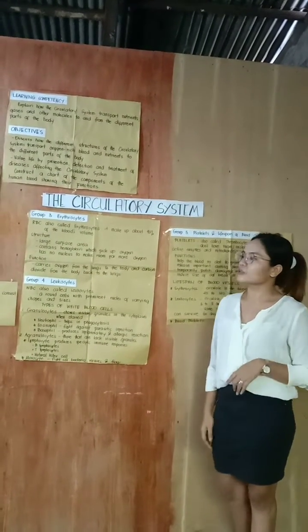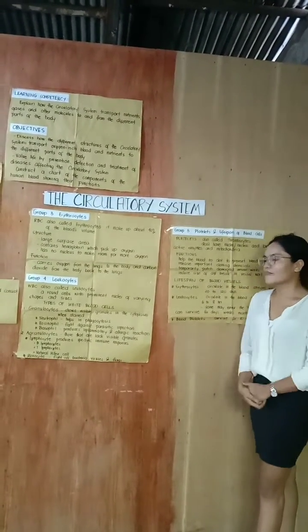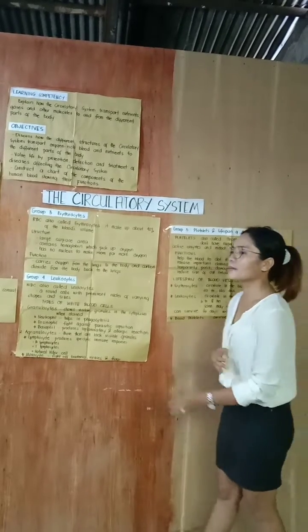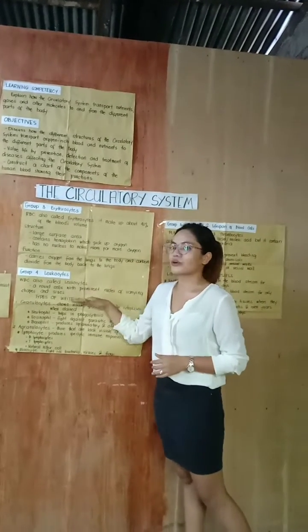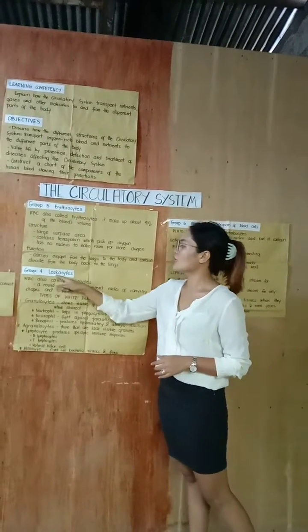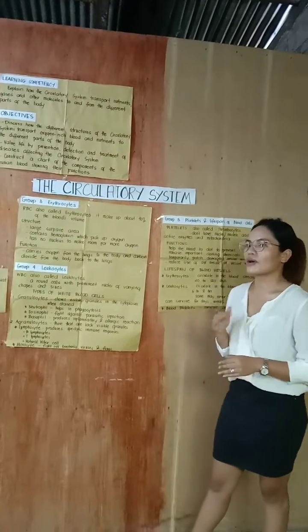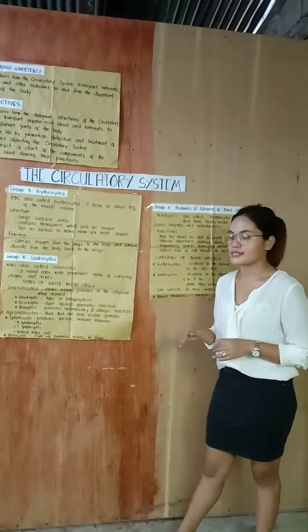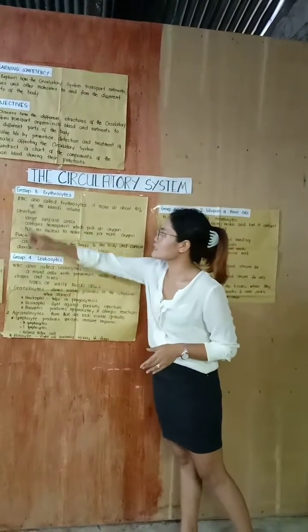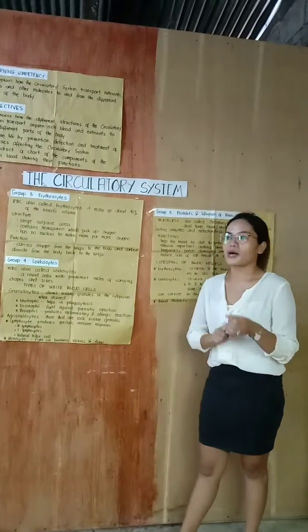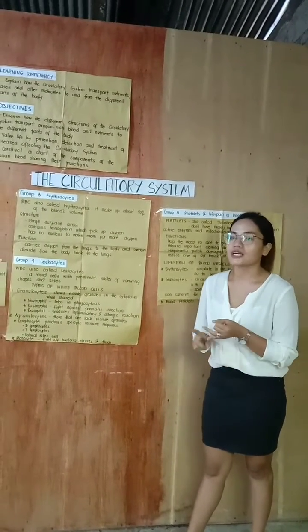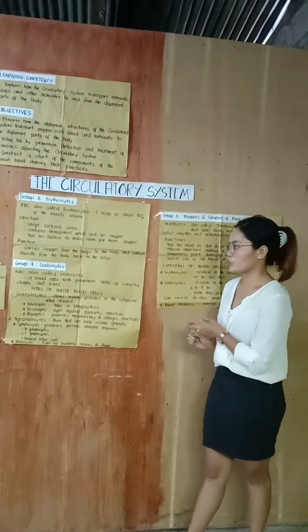So now let's proceed to group 4. Okay, very good, group 4. They talk about the white blood cells, also known as leukocytes. When we see white blood cells, they are colorless. And the difference between the white blood cells and the red blood cells is about the function, the quantity, and the surface also.